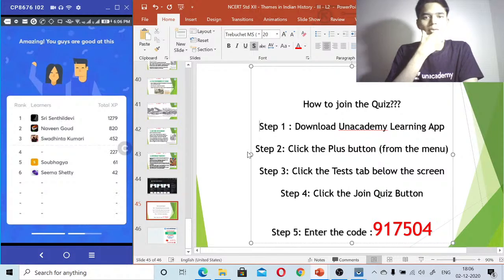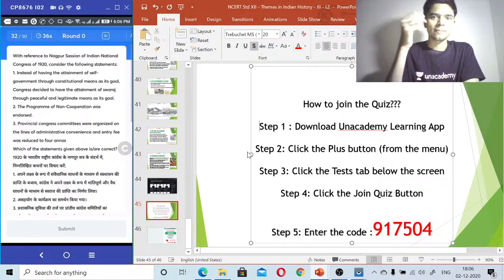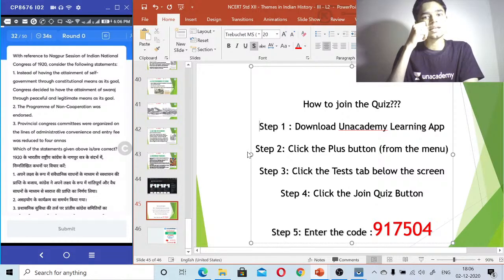No, none of the above. Canning came only during 1856, 1857, around that revolt time. He is the first Viceroy of India. Also, it was the 1853 Charter Act which threw open the civil services to Indians as well.